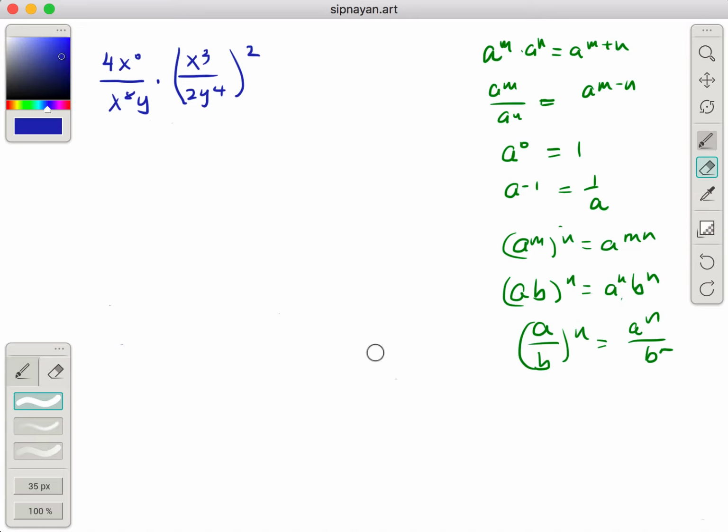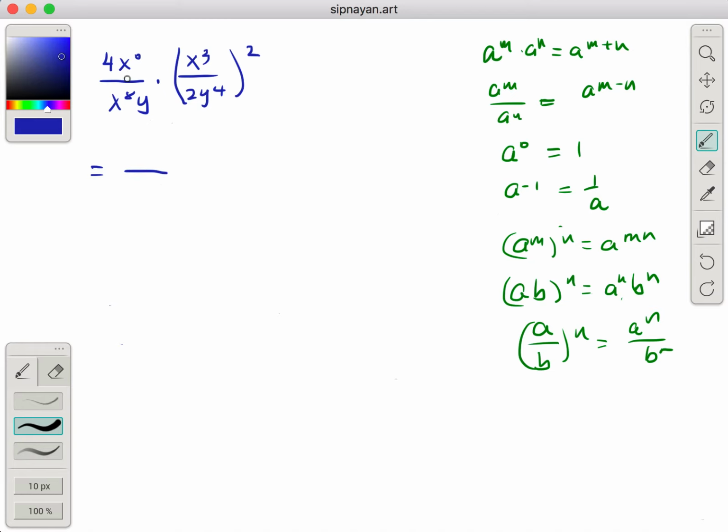Welcome sa zipline.com. In this video, tutuloy natin yung ating series on laws of exponents. Kung sinusundan nyo itong series natin, na-discuss natin itong mga laws na to, and in this video, ang gagawin natin is to simplify this expression, to multiply these two rational expressions using these laws. So let's start.